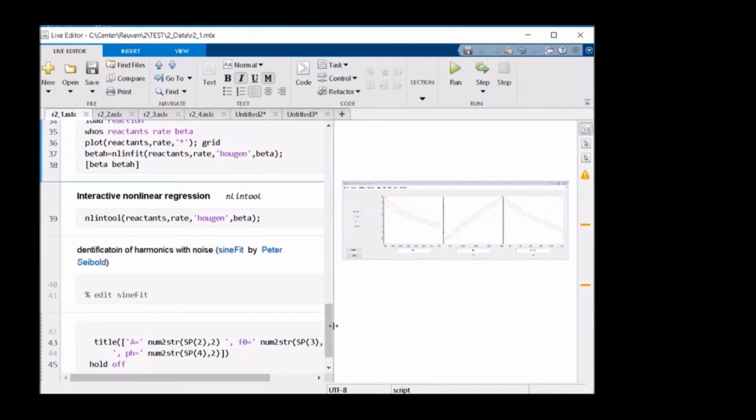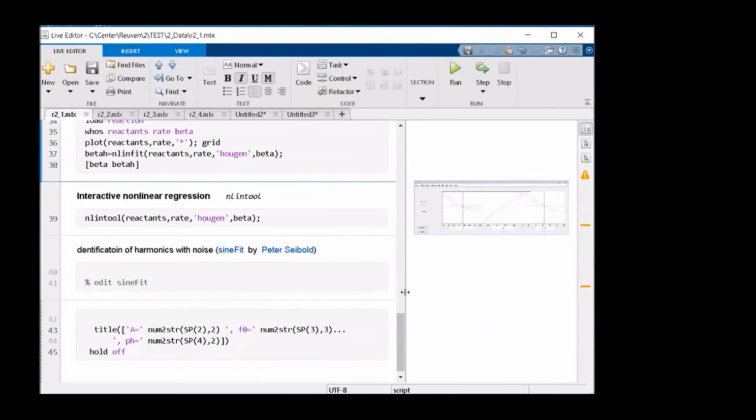Now, the last example that I would like to show is an application of this nonlinear fitting to estimate the sine function with noise. This example was written by Peter Sable. In this example, you have a hyperlink to the file itself, taken from the Matlab community.